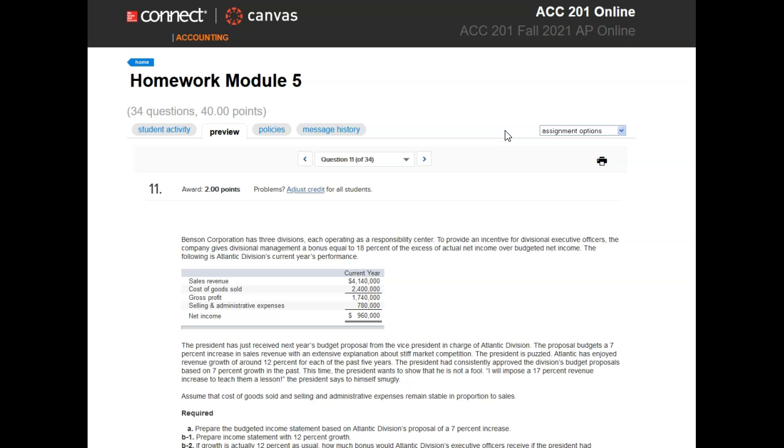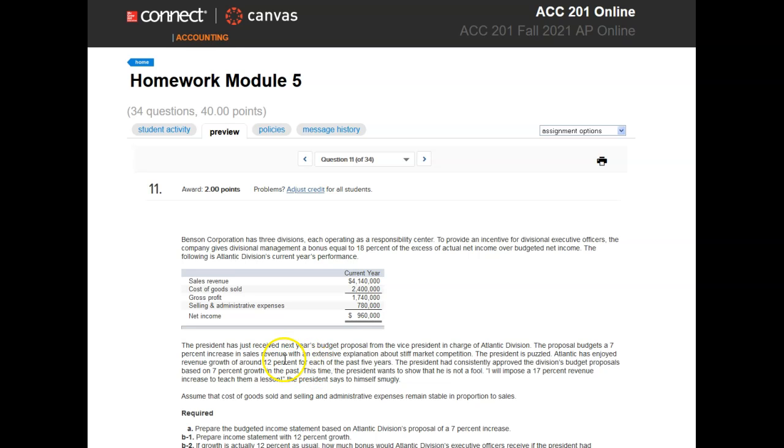In this one, we see that we have a company that has 3 divisions. Each one is a responsibility center. The company also gives division management a bonus equal to 18% of the excess of actual net income above budgeted net income. This gives us the current year's operating performance right here. So this already has occurred.